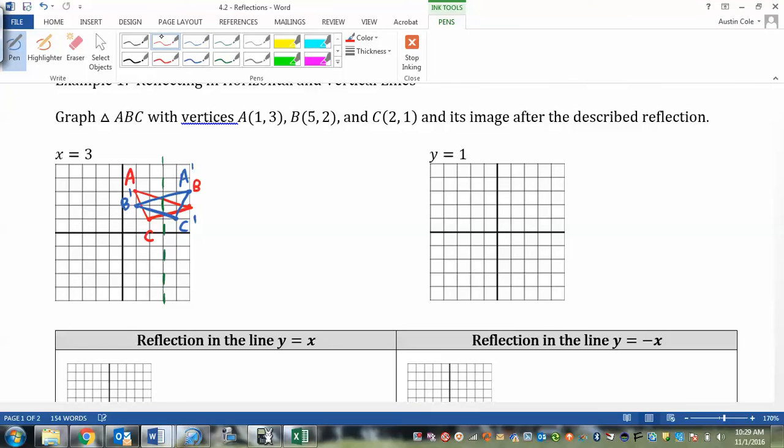Okay, we have to draw triangle ABC in again. So A is 1, 3. B is 5, 2. And C is 2, 1. Okay, now y equals 1. What's that line going to look like? Horizontal. Horizontal at 1, right? So I go 1 on the y-axis. And it's going to be horizontal there.